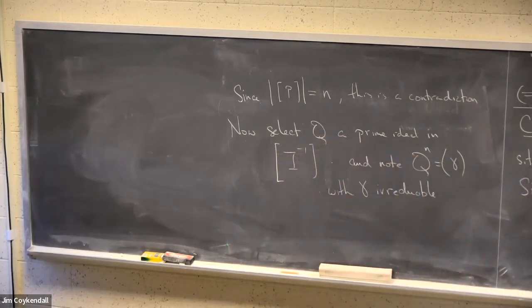Notice that the order of any element of the group is equal to the order of its inverse, right? So the order of the class of I inverse is the same, and of course the class of I inverse is the inverse of the class of I, right? Everybody okay with this? Okay.